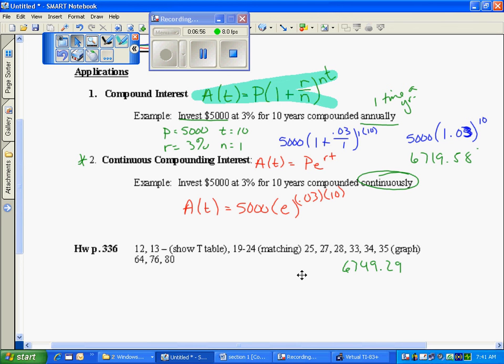Now there are problems on WebWork, and that's how you'll turn your homework in. The problems that the class will be working on are on page 336. So you can also look at those for some extra practice.